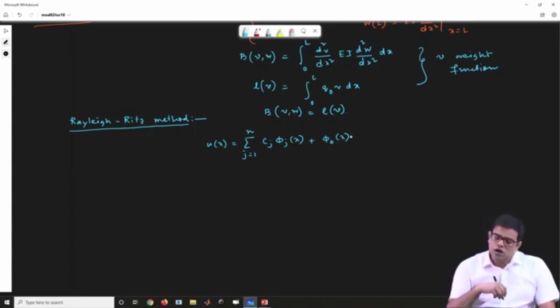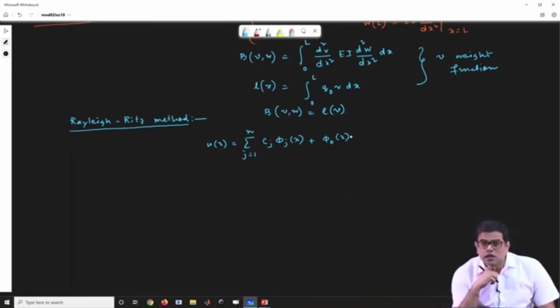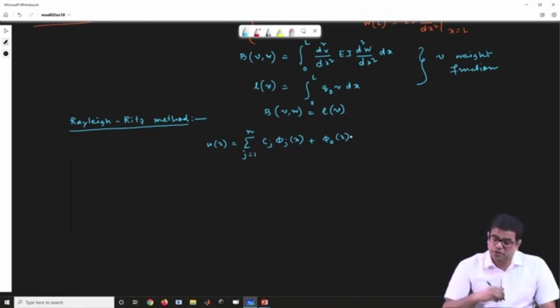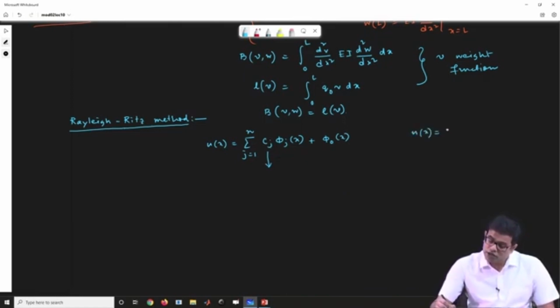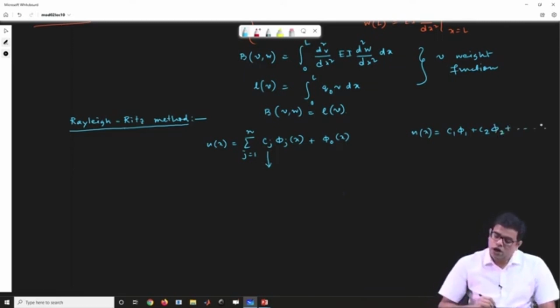Now, if we substitute this approximation in the weak form, then we can find and solve it. I'll come to that. Before that, what is this Cj? The Cj's are constants. For instance, if I want to approximate u of x with some function, c1 phi 1 plus c2 phi 2, like this I can approximate. These Cj's are known as the Ritz coefficients.